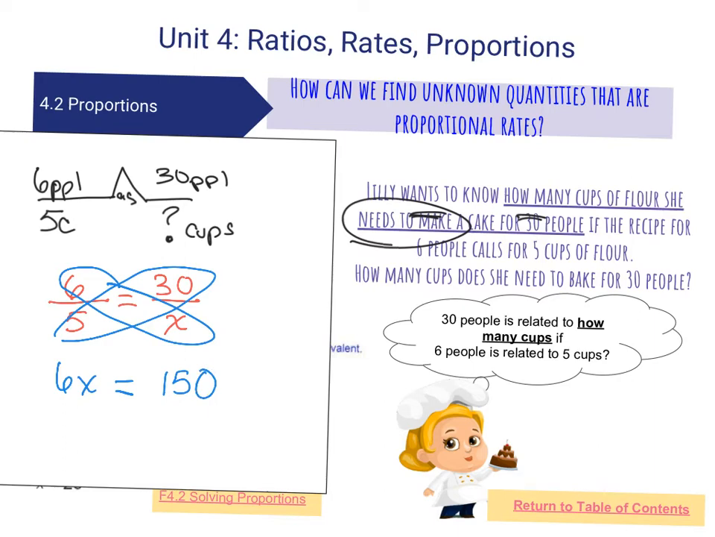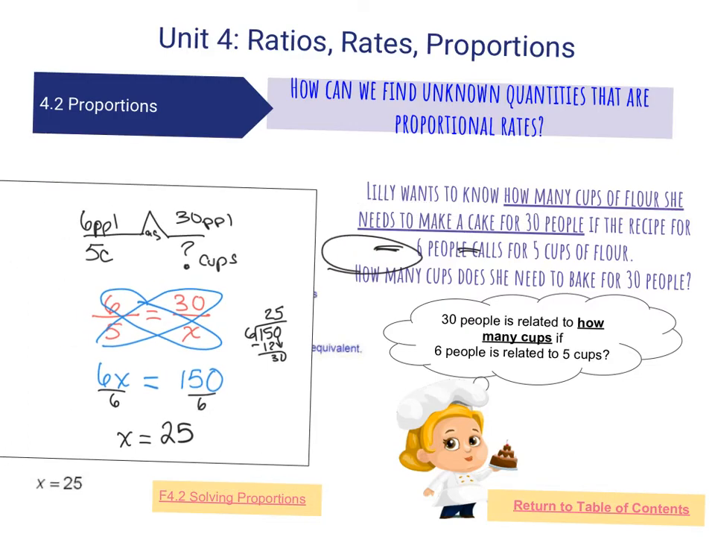And then when you do the math, how do I solve? Going back to equations, how do I solve for x? Divide by 6. X is going to equal 150 divided by 6. 6 goes into 15 twice, with 3 left over, bring down the 0. 6 goes into 30 five times. I know that Lily's going to need 25 cups of flour in order to make enough for 30 people.